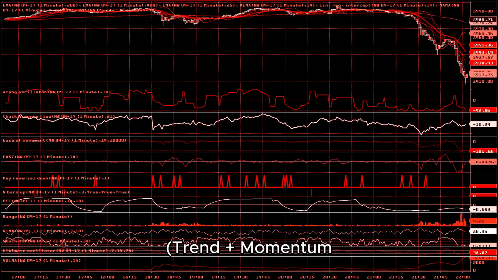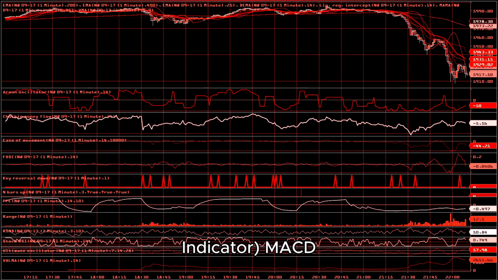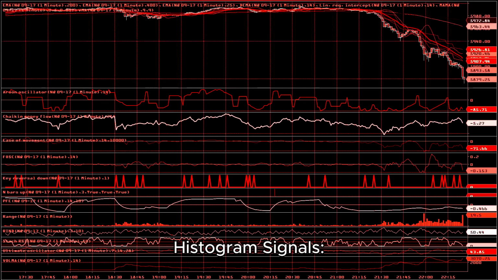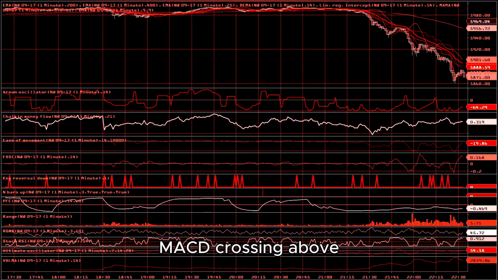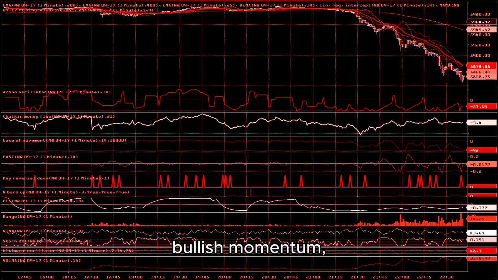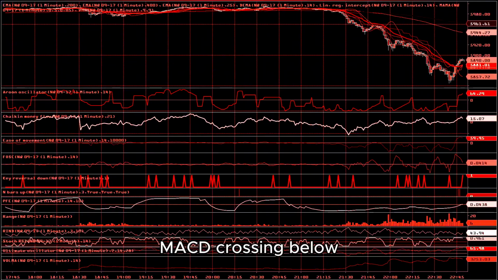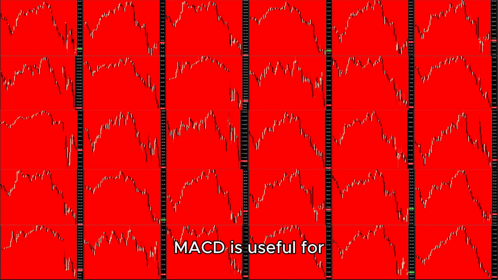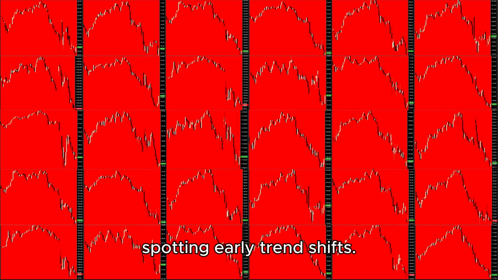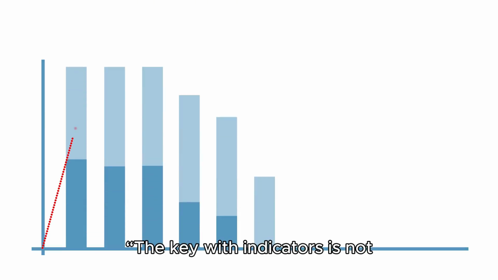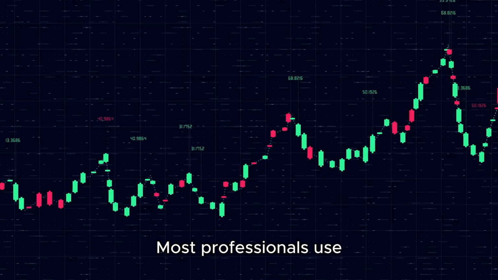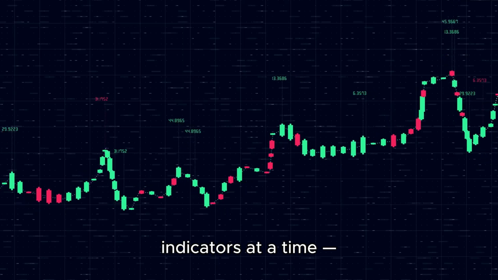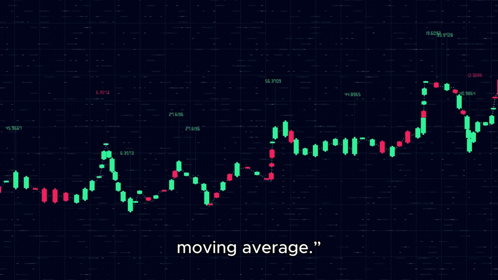3. MACD, trend plus momentum indicator. MACD consists of the MACD line, signal line, and histogram. Signals: MACD crossing above the signal line gives bullish momentum. MACD crossing below the signal line gives bearish momentum. MACD is useful for spotting early trend shifts. The key with indicators is not to overload your charts. Most professionals use only 2 or 3 indicators at a time, usually RSI, MACD, and a moving average.